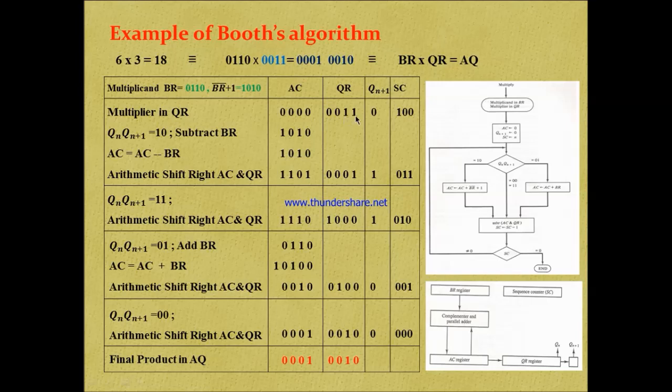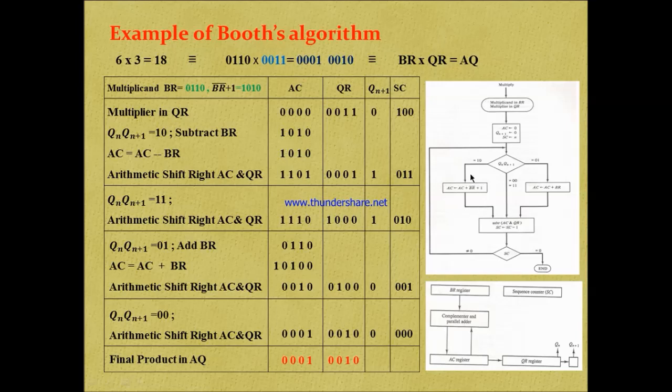Now we have to first check the Qn and Qn plus 1 bits. Qn and Qn plus 1 is 10. If it is 10, then we will go for the subtraction, that is the 2's complement addition. For 2's complement addition we have to add the 2's complement of BR. The 2's complement of BR is 1010. Now we have to add this. So 0 plus 0 we get 0, 0 plus 1 we will get 1, and the result is 1010.